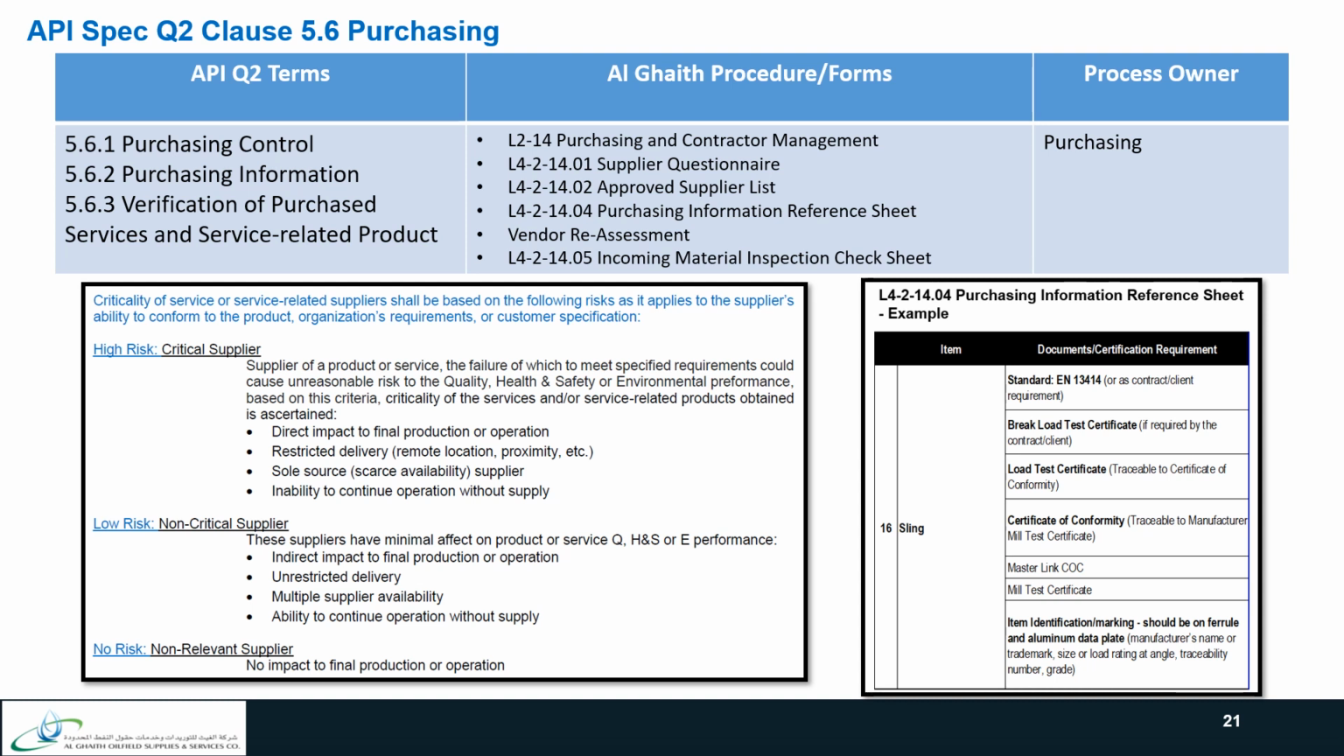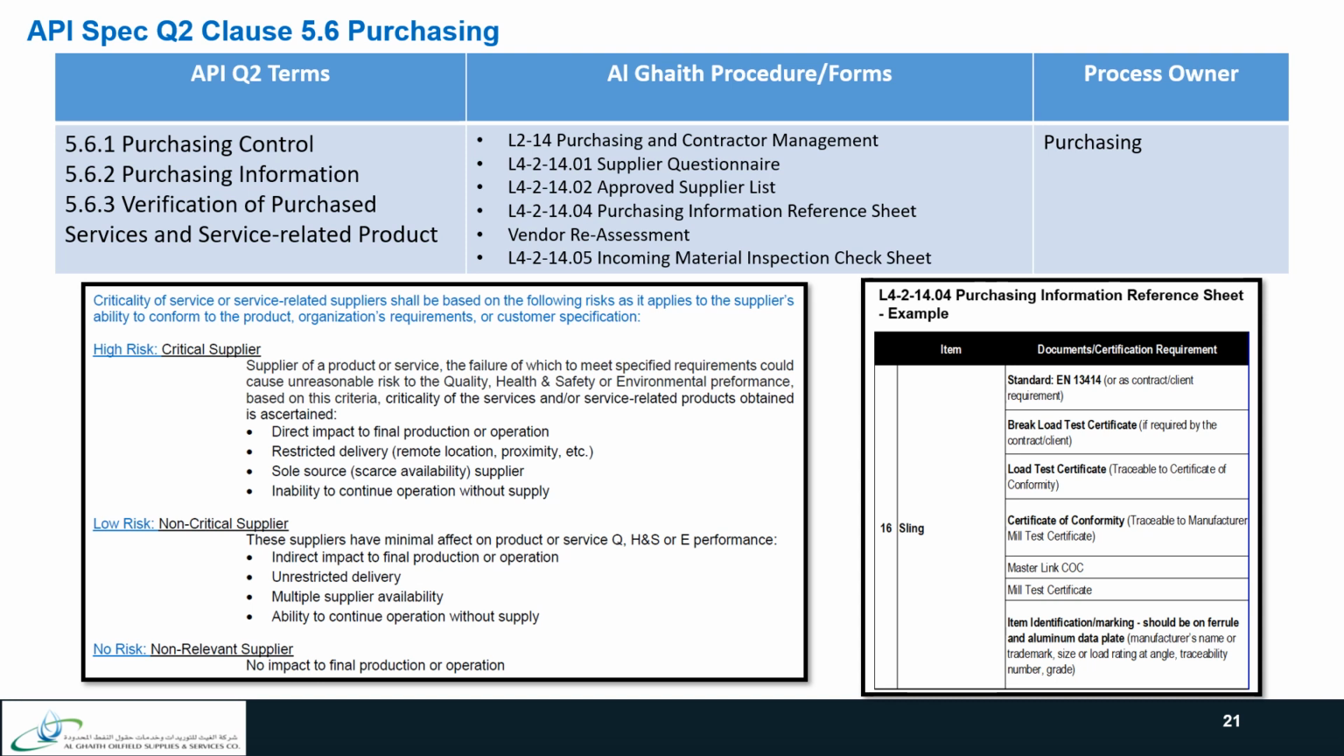When generating a material request and purchase order, it is important to define the purchasing information. Refer to the L4214.04 Purchasing Information Reference Sheet for examples of purchasing information that needs to be provided on the PO. Prior communication to the vendor is needed to ensure requirements are understood and the correct items will be provided. Example of purchasing information to be provided in the PO for purchase of a sling: manufactured to standard EN 13889.